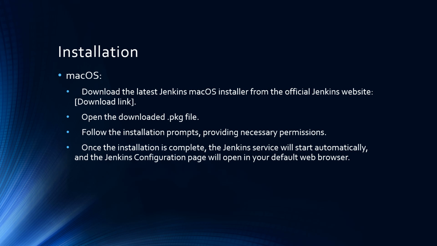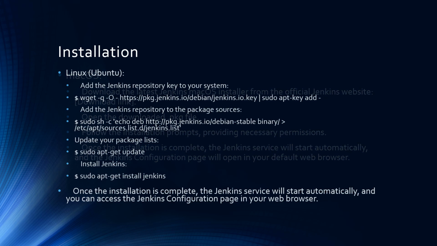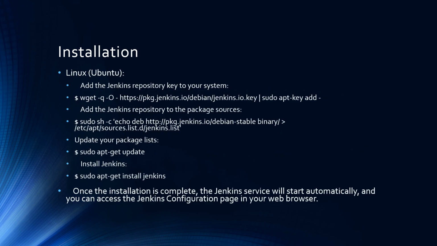This initial setup process is crucial for configuring your Jenkins instance, including setting up authentication, installing essential plugins, and configuring basic security settings. The web-based configuration interface makes this process straightforward, while still providing access to advanced configuration options when needed. Let's examine the process of installing Jenkins on Linux systems, particularly focusing on Ubuntu, one of the most popular Linux distributions for Jenkins installations.